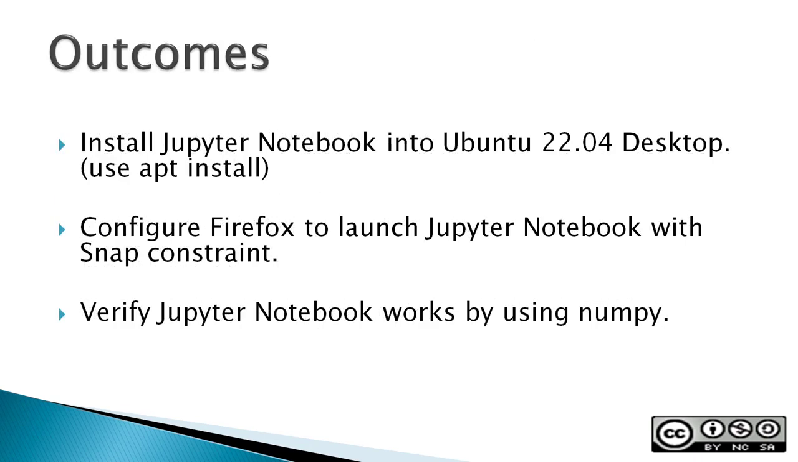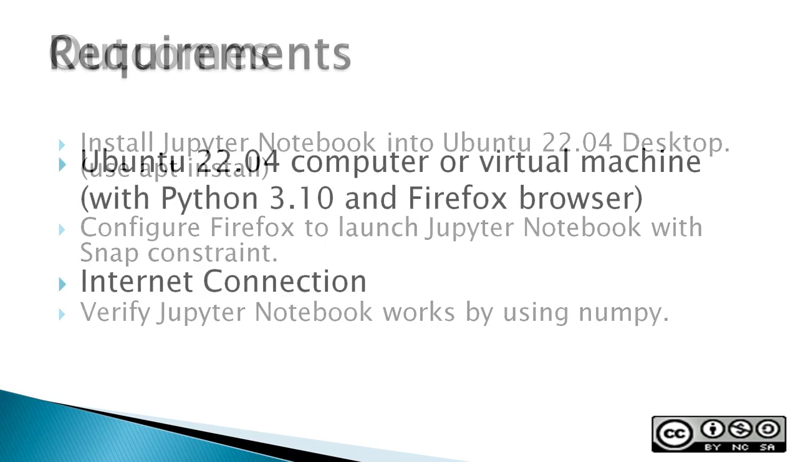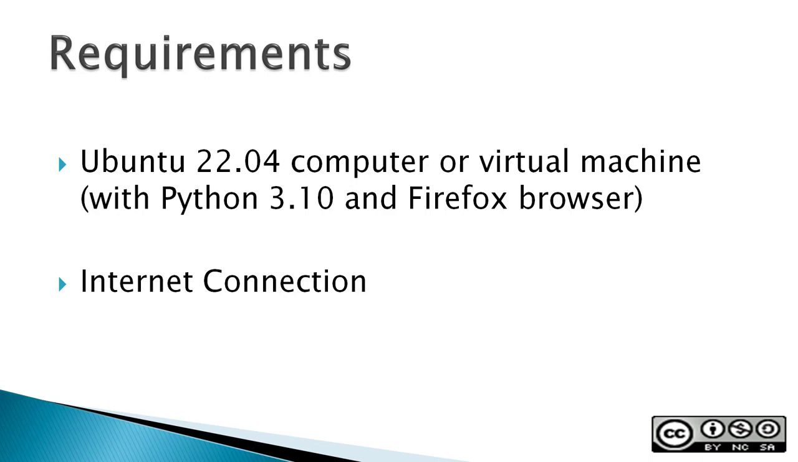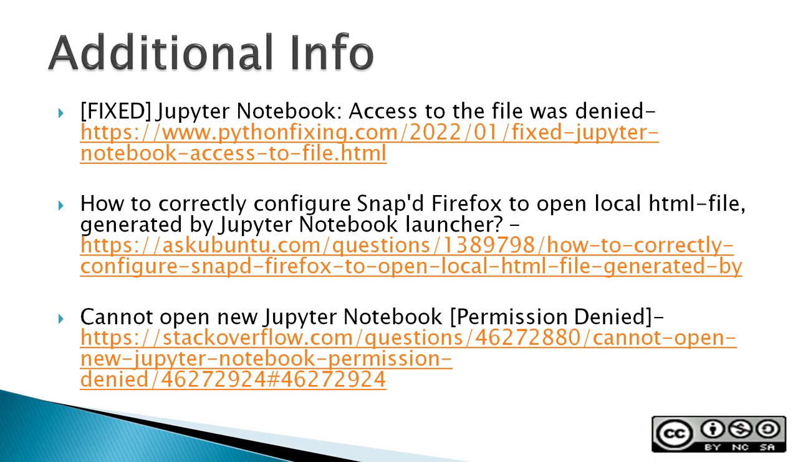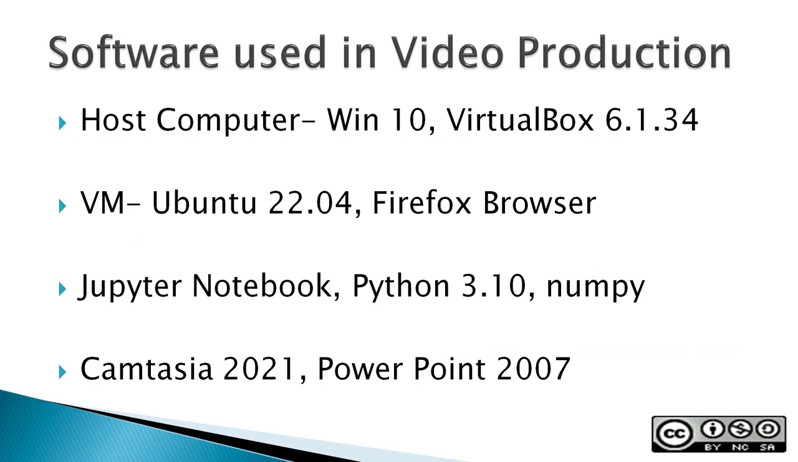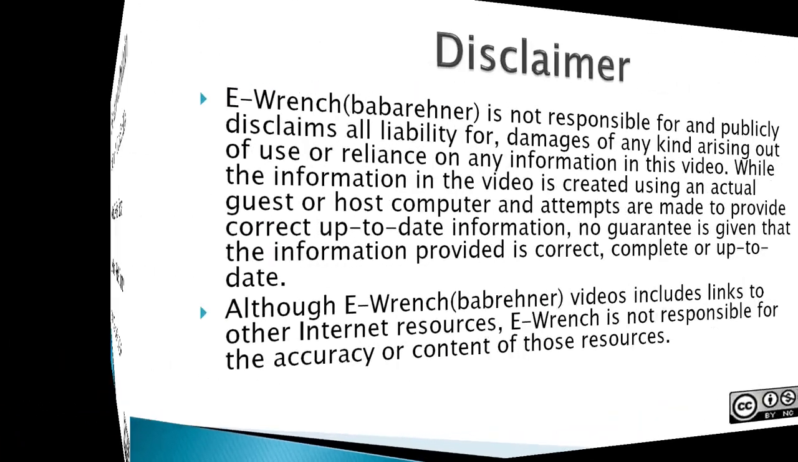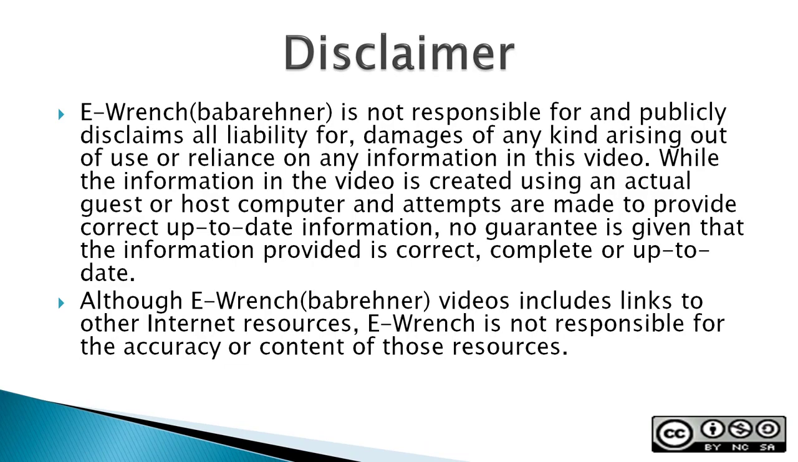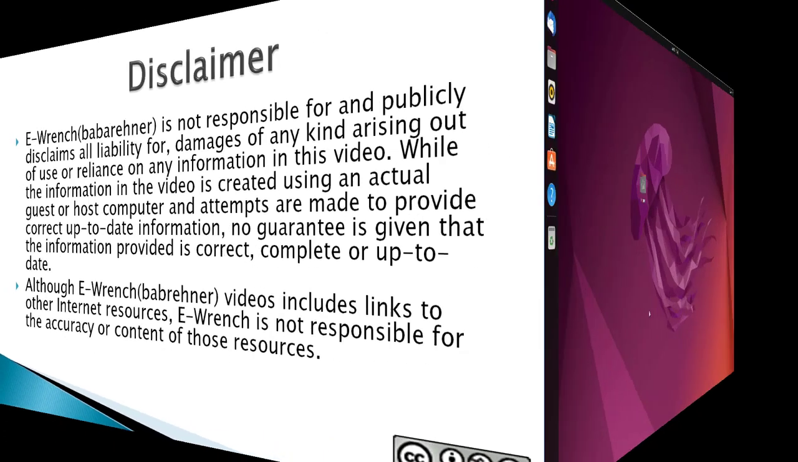Outcomes you should expect after completing this video: install Jupyter Notebook into Ubuntu 22.04 desktop, configure Firefox to launch Jupyter Notebook with its snap constraint, and verify Jupyter Notebook works by using NumPy. Requirements: an Ubuntu 22.04 computer and an internet connection. The next three slides contain additional sources of info, a list of the software used in making this video, and a disclaimer. If you wish, you can stop this video to read the slides.